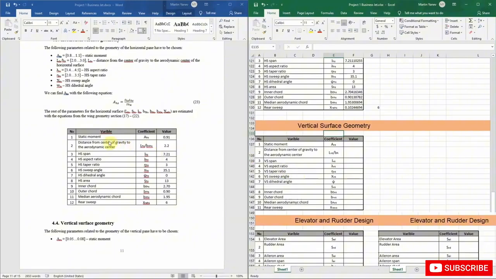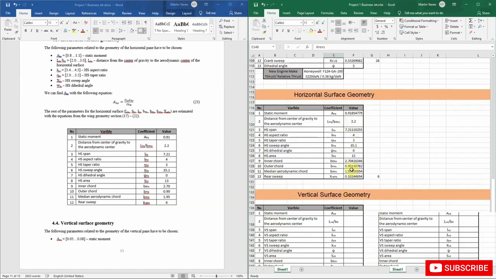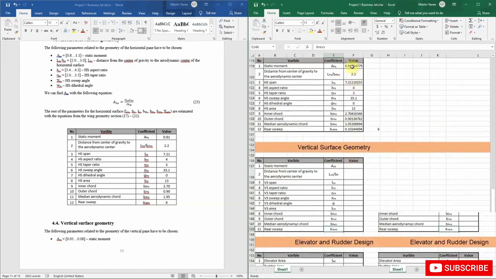So here we are, guys, in the workbook and also in the Excel sheet. Okay, and here I just need to write, because it looks like I missed VS area. This is the area of the vertical stabilizer, and basically all the equations are absolutely the same as the equations for the horizontal surface. So what I will do is copy this cell here and place it here. Okay, and let's see if we get all the values that we need.